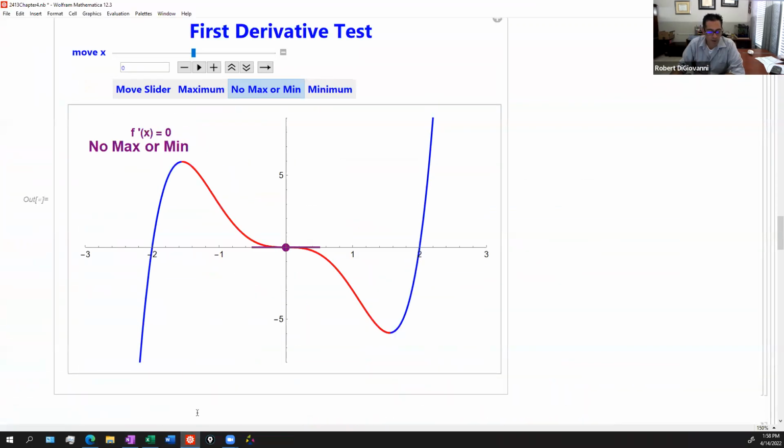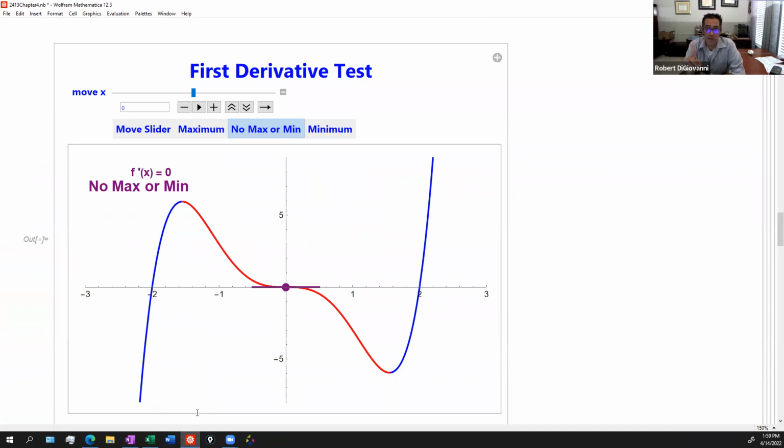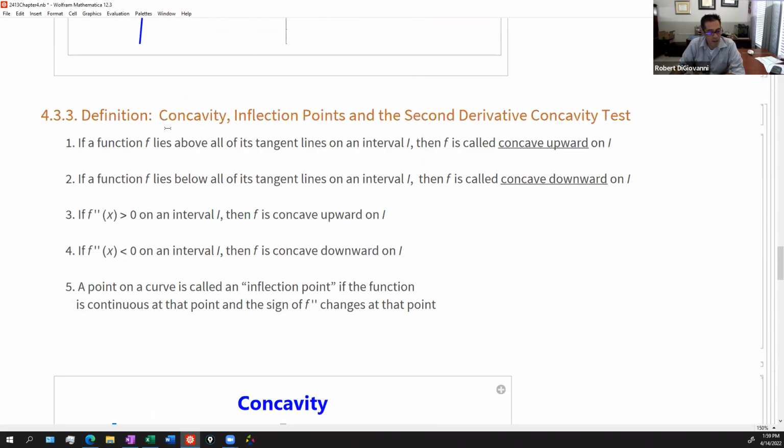All right, so the first derivative of the function tells us where the function is going up and down. If the first derivative is positive, the function goes up. If the first derivative is negative, the function goes down. But what about the second derivative? It turns out that the second derivative of a function tells us something else about the way the graph looks, and it has to do with what's called concavity. That's what we're going to study now: concavity, and then this thing called inflection points.